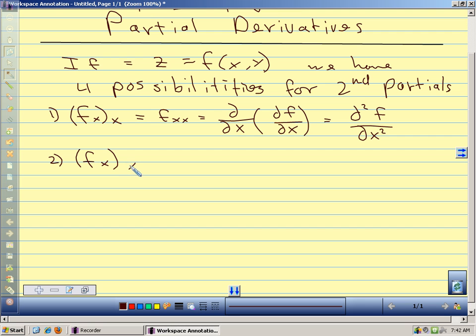Our second possibility, we can take the partial with respect to y of that first partial with respect to x. We write that as f sub xy. That's the same as the partial d dy of df dx. And note the difference in order of the notation here. We write this as d squared f dy dx. So when we use the subscript notation, our order of differentiation is left to right. When we use the d notation, our order of differentiation is from right to left.